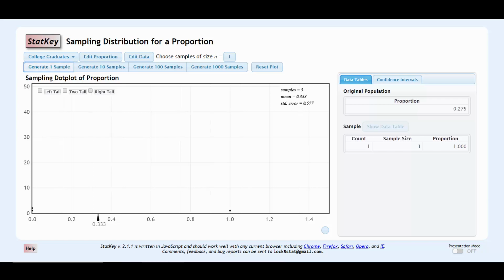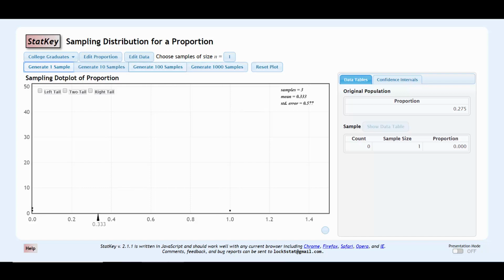And I can do this again. Oh look, the third person that I sampled was a college graduate. So we got 1 out of 1, which is a proportion of 1. So we see the only dots that we're going to end up plotting here are either on 0 or 1 when we have a sample size of 1, because like I said, it's either a yes or a no. There's only 2 outcomes for this one.